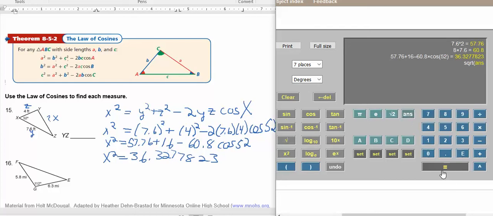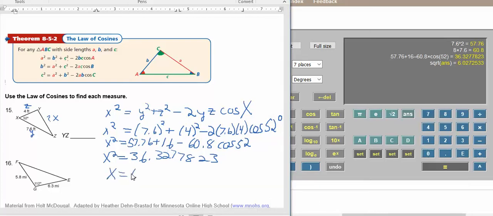I could type the square root of the answer, which is even easier. So it saves that last answer for me, and I can take the square root of that, and I get 6.03. And that's what side YZ was. So we did number 15.